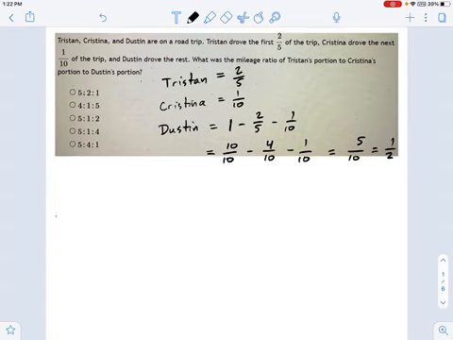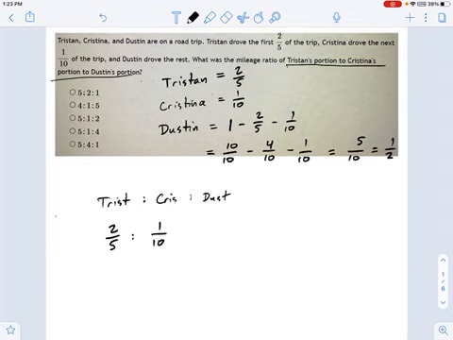Now, I said it didn't matter if it was 1 mile or 10 miles or whatever. Let's just first set up that ratio of Tristan to Christina to Dustin. Okay, so this is Tristan to Christina to Dustin. So we're just going to put all their fractions in here. Tristan is 2/5. Christina is 1/10. And Dustin is 1/2.